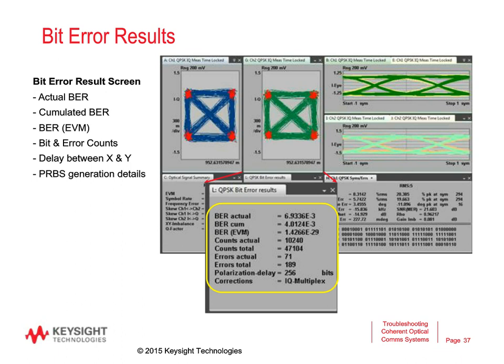But obviously, the bit error rate reports a much higher number here, 10 to the minus 3. So obviously, there's a mismatch in the data that I'm trying to analyze on the screen here. And again, we show the counted errors. We show the total errors that we've seen so far. Also, we can report the polarization delay between the two polarizations or the two signals. And also, we show what the PRBS generation details are. In this case, we have an IQ multiplex.